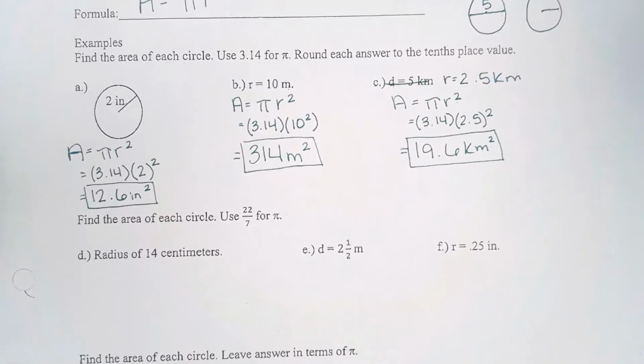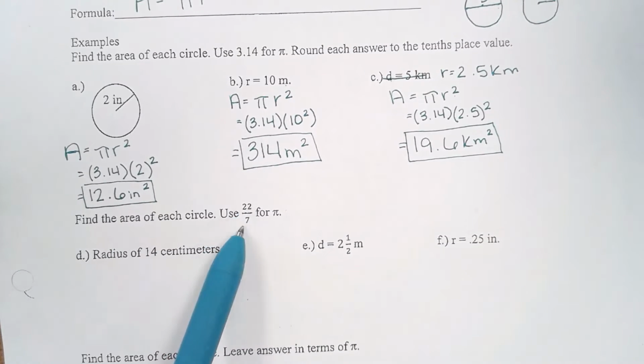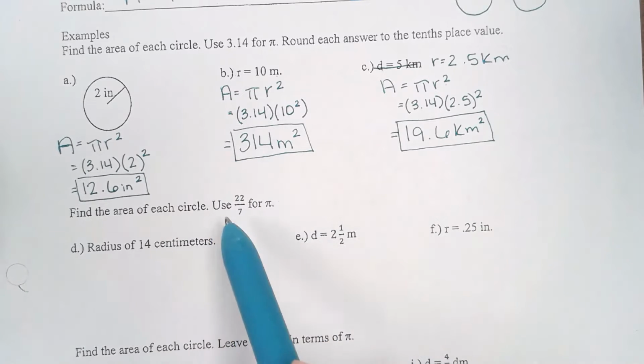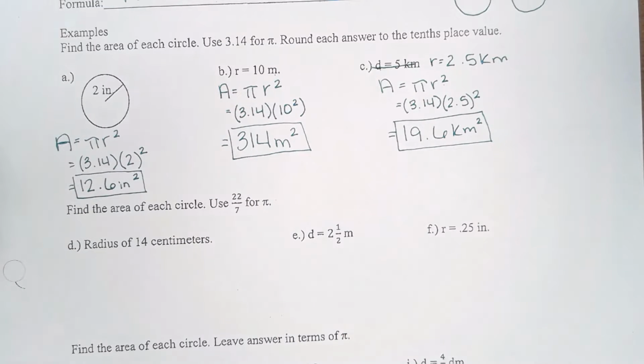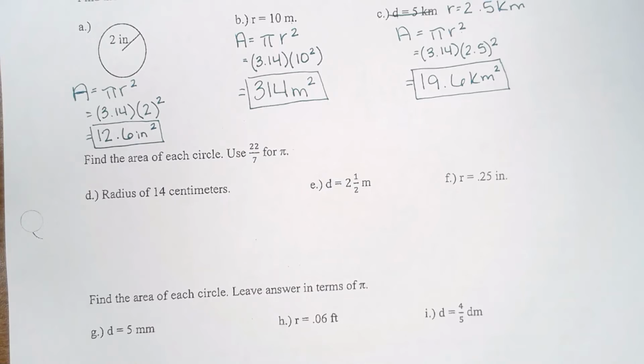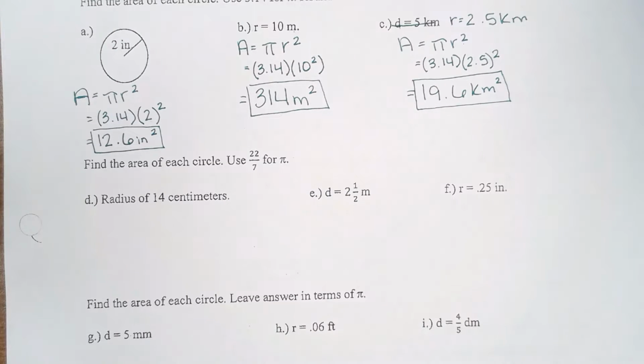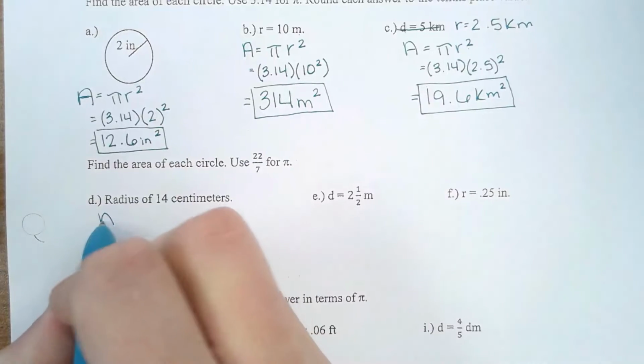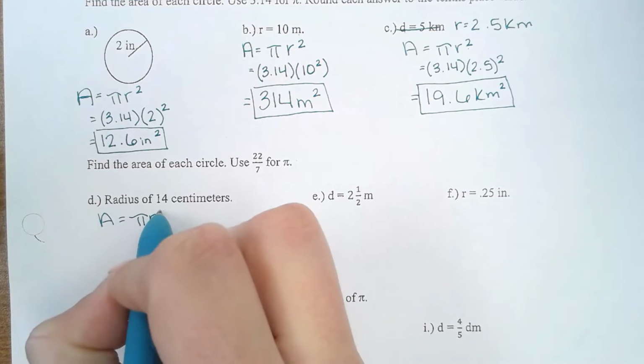Alright, next part is we are going to use 22 over 7 for pi. So instead of plugging in 3.14, we're going to plug in 22 over 7. So look at the first one. They tell us that our radius is 14 centimeters, and looking at our formula of area equals pi r squared, we do want the radius, so that's good news.